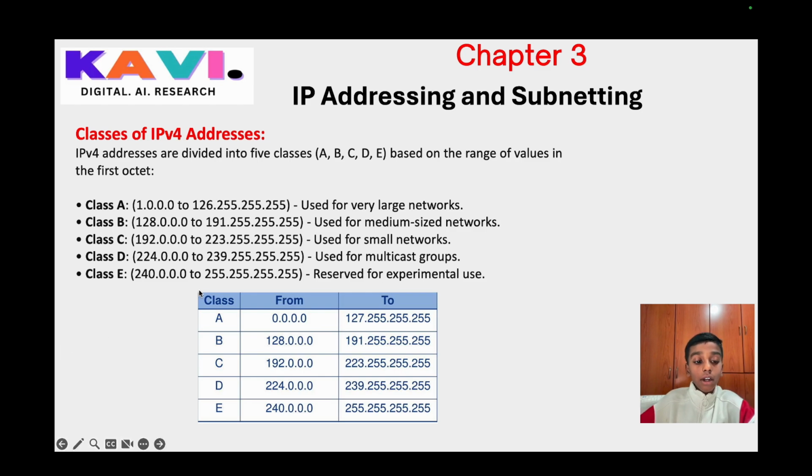As you can see in this diagram, I have a table for you ranging from class A to class E. It starts from 0 all the way to 127, 128 to 191, 192 to 223, 224 to 239, 240 to 255. Now let's move on to the next slide.